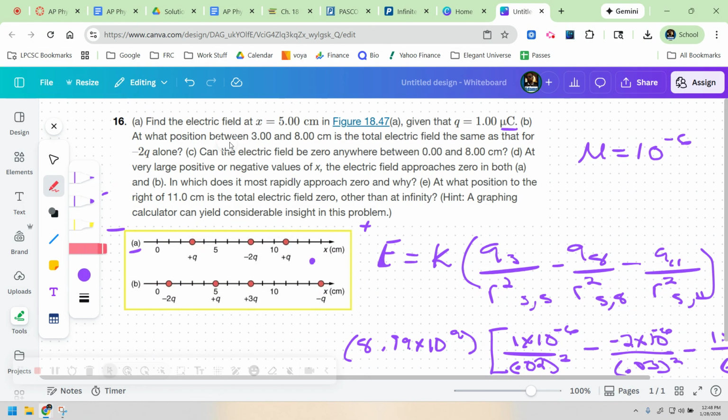So it's saying at what position between 3 and 8, somewhere in there, will we have negative 2Q alone? In other words, how do I find where this Q cancels with this Q, and I'm just left with the negative 2Q?